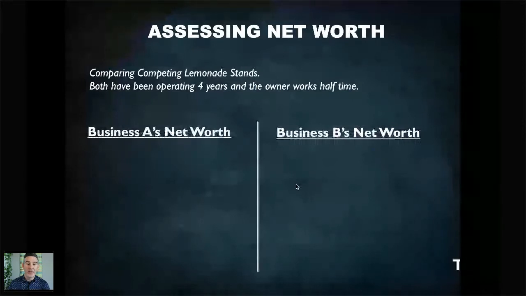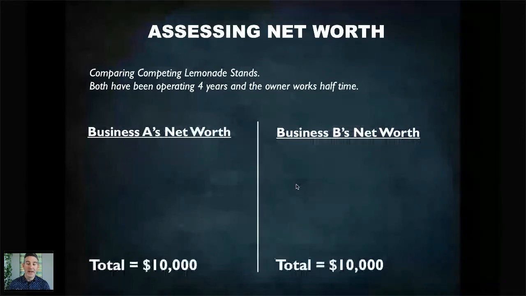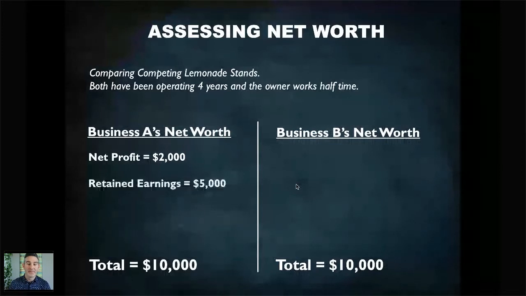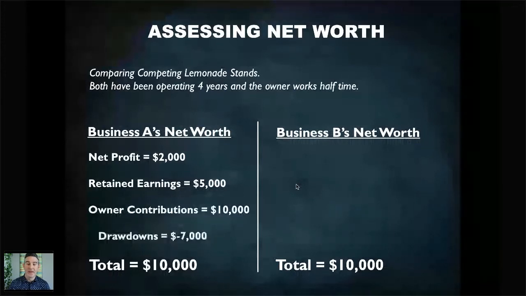So breaking down the first one, again, we know the net worth is $10,000 for both of them. So let's look at the first one. Net profit last year was $2,000. The retained earnings are $5,000. So that's the amount of money they would have earned in the first 3 years. The owner contribution is $10,000. And the drawdowns are $7,000. So that all adds up. You've got 7, 17, minus 7. That's how you get to the 10,000.